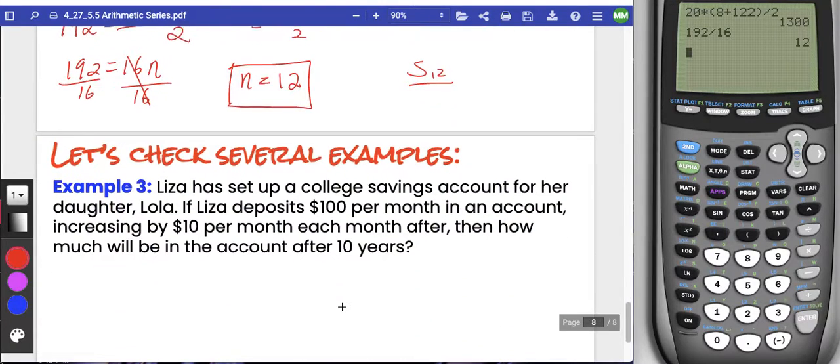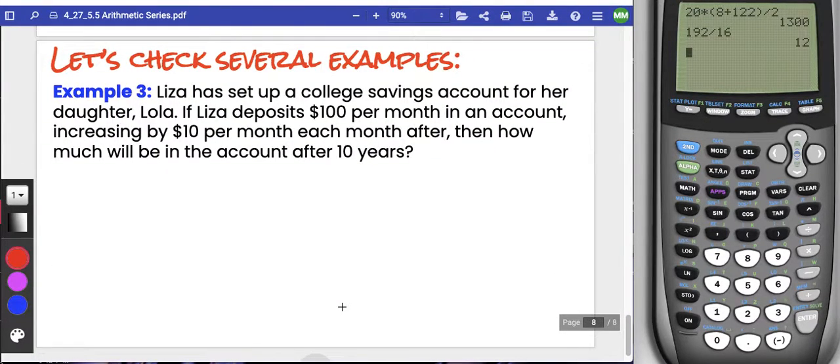Now let's work on the last example. Last example says Lisa has set up a college saving account for her daughter Lola. If Lisa deposits $100 per month in the account, increasing by $10 per month each month after, then how much will be in the account after 10 years? Okay, so let's check it out.